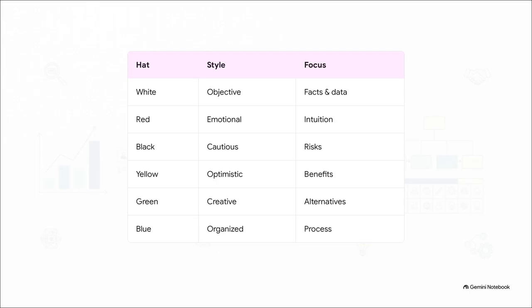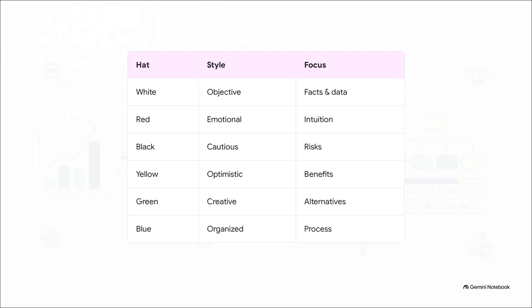So when the team puts on the white hat, everyone only discusses facts and data, period. Then you switch to the red hat, and everyone is allowed to express their raw emotions and intuition without needing to justify a single thing. The black hat? That forces everyone to be cautious and hunt for risks. The yellow hat makes everyone look for the positive benefits. The green hat is all about creativity and growth. And finally, the blue hat is worn by the leader to control the whole process.